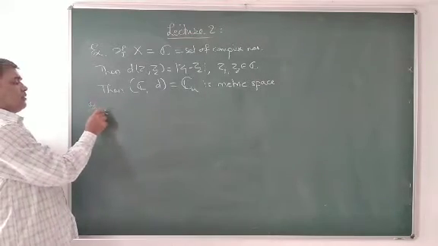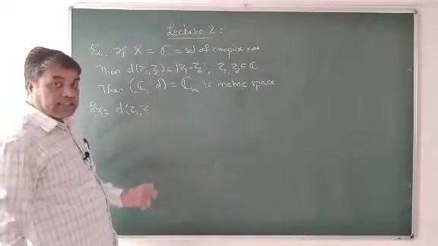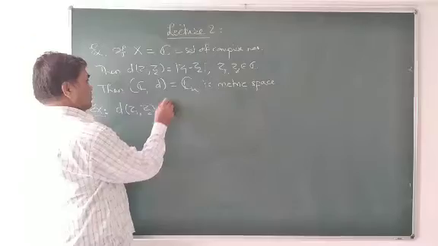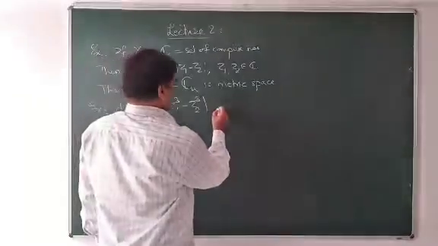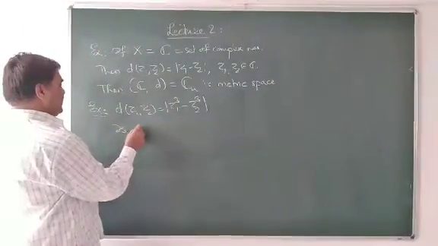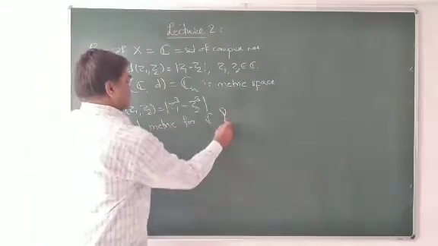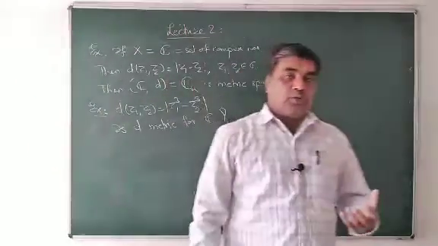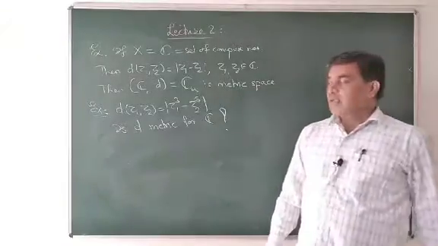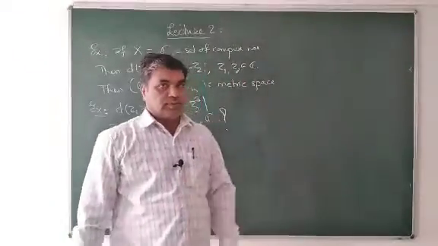For R, I have taken the example d of x, y is equal to mod of x cube minus y cube. Is d a metric for C? So we know that any nth degree polynomial has n roots in the set of complex numbers. So z cube is equal to 1 has 3 complex roots.